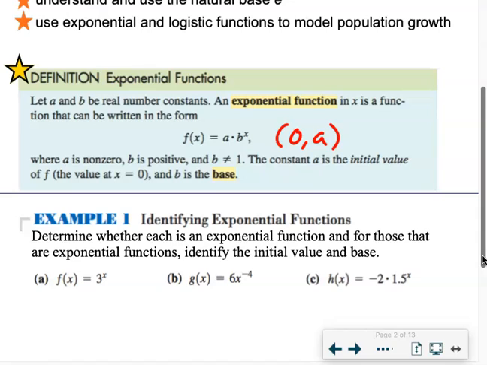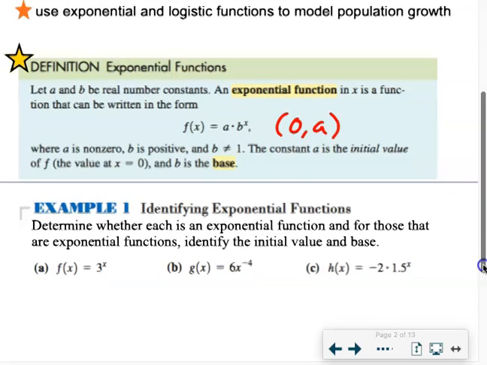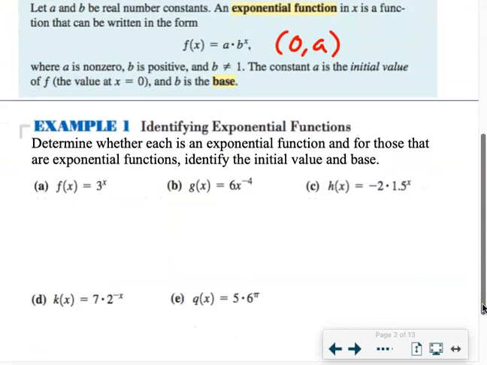And we're saying in the ones that we're going to look at right now, we're going to focus on positive b values, positive bases. So, again, notice where the x is, where the variable is, because example 1 has us identifying exponential functions. So we're supposed to determine whether each of these is an exponential function. If it is, then we're going to give them that initial value, so 0a, and we're going to tell them what the base is. So I take a look at a, and I realize, well, yeah, this is perfect.